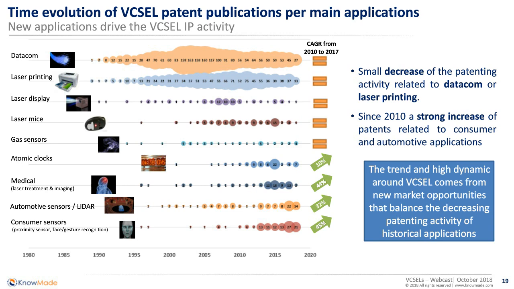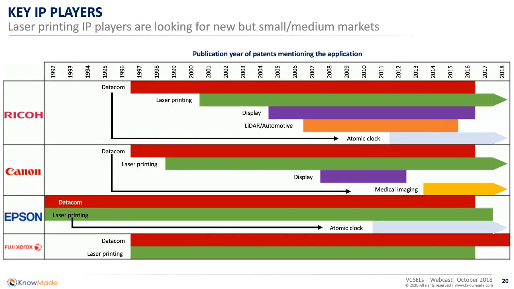So if we look first at the less dynamic or less interesting markets because of their market value, which are atomic clocks and medical imaging, it's very obvious and very interesting at the same time that when you look at the 4 main IP players related to laser printing, Ricoh, Canon, Epson, and Fuji Xerox, all of them but Fuji Xerox have progressively switched from their main application, which is laser printing, toward new applications.